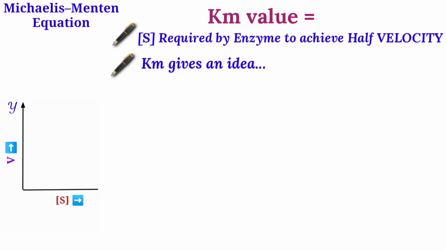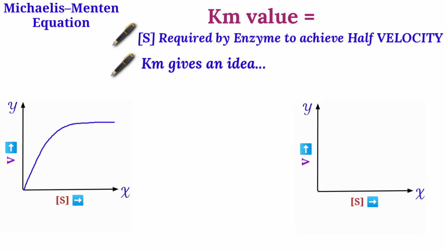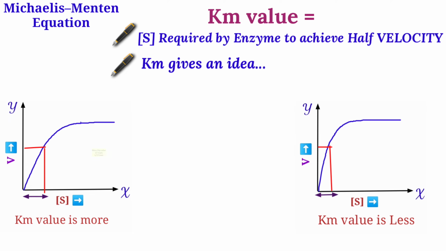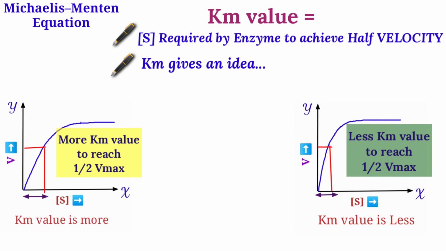Suppose on the left hand side we have drawn one hyperbolic plot, and on the right hand side we have drawn another hyperbolic plot. What is the difference between these plots? You can notice here that on the left hand side the Km value is more as compared to the right hand side. More Km value is needed to reach 1/2 of Vmax on the left hand side, and on the right hand side less Km value is needed to attain 1/2 of the Vmax.